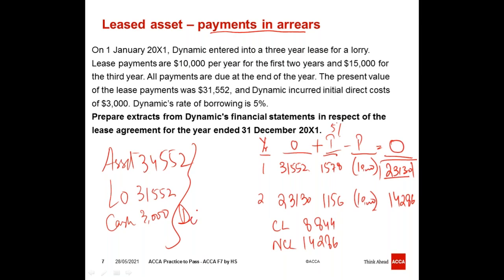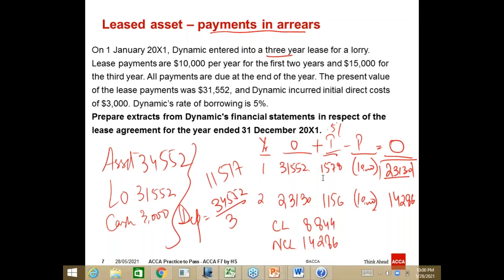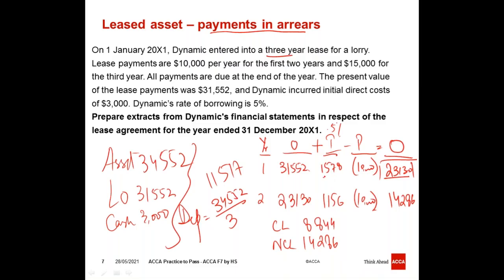Depreciation will be based on 34552 divided by lease period and useful life, whichever is lower. So we don't have any useful life in this question. Yeah, it's 3 years actually. So 34552 divided by 3 years. The depreciation will be 11,517. Is it clear? So the finance cost will be this amount, which is 1578.